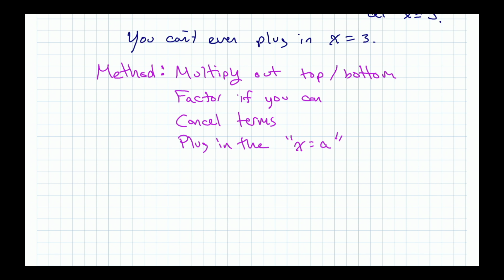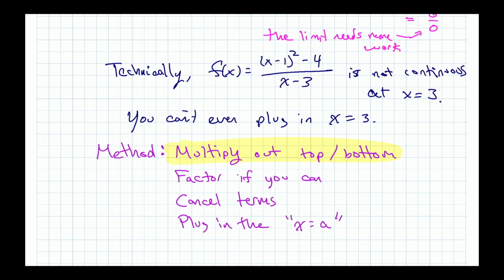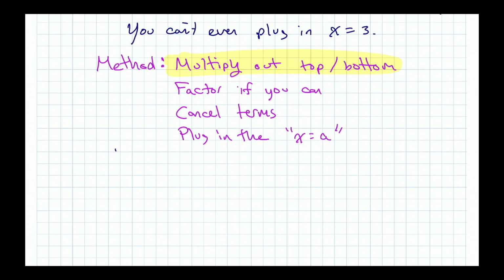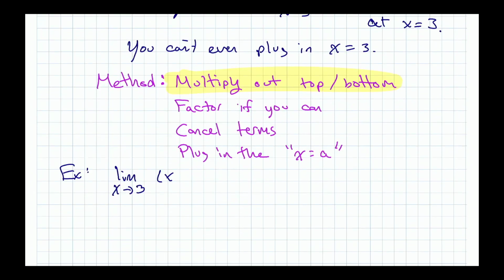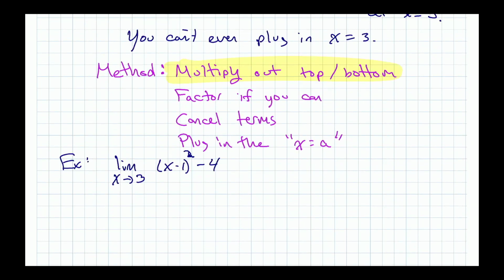So that's pretty much the same method that we used for the root type. I would say that the difference is that you start out by multiplying out the top and the bottom. There's no conjugates or anything to worry about. Okay, so let's see what one looks like here. So x minus 1 squared, let's do this one. Example, limit x to 3 of x minus 1 squared minus 4 over x minus 3.